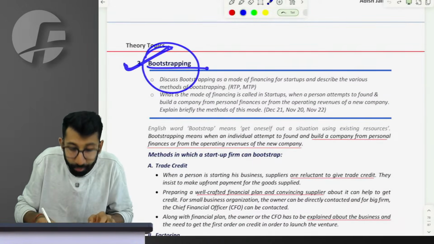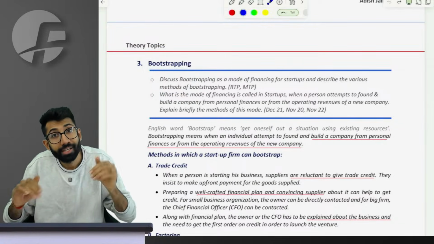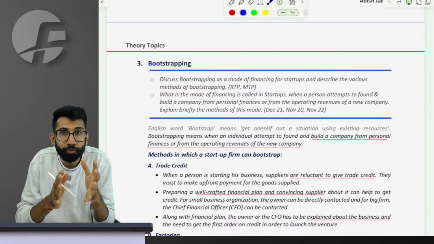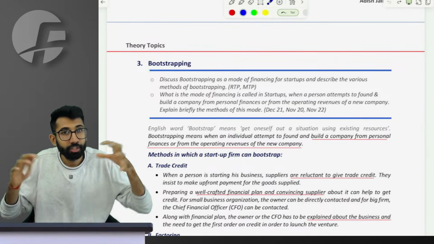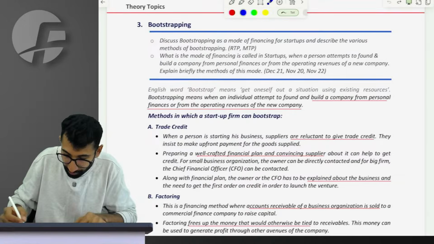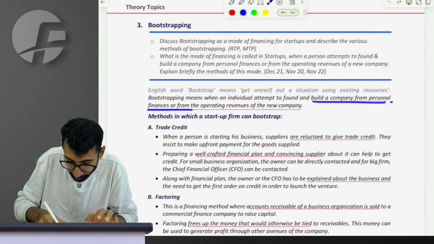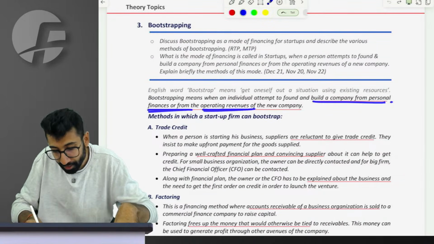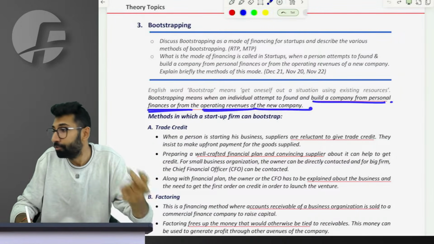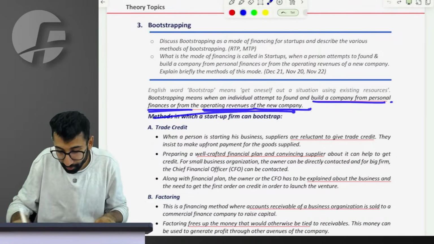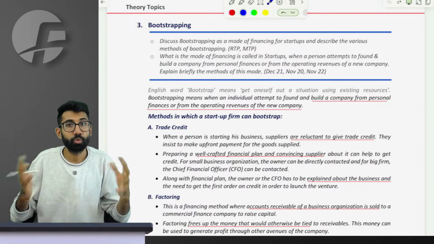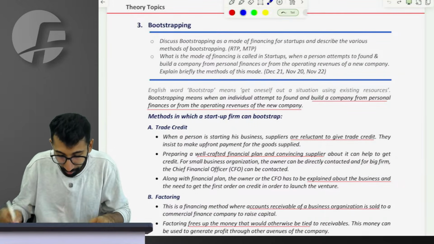So the word bootstrapping actually means not taking any external help, using your own money and your own finance, managing the money within the company and surviving and growing the company. Sir, it is building a company from personal finance or from the operating revenue of the company without raising any external money. Zerodha is one such example which has grown significantly without any external funding.